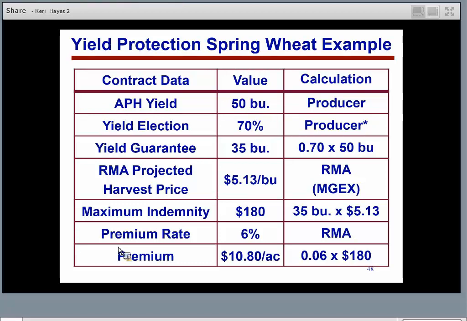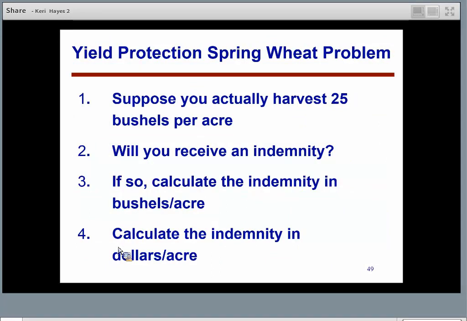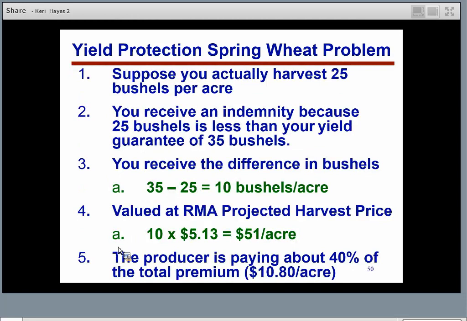So here, if you have a loss, you'll receive an indemnity based on that. So suppose when it comes time to harvest, you have 25 bushels per acre, and then here are some questions. Will you receive an indemnity? If so, calculate the indemnity in bushels per acre and dollars per acre. So keep in mind that your guarantee was 35 bushels and that the RMA projected price is $513.